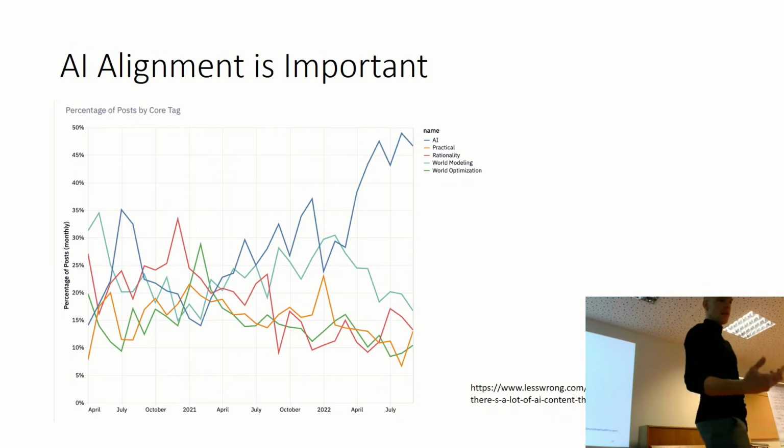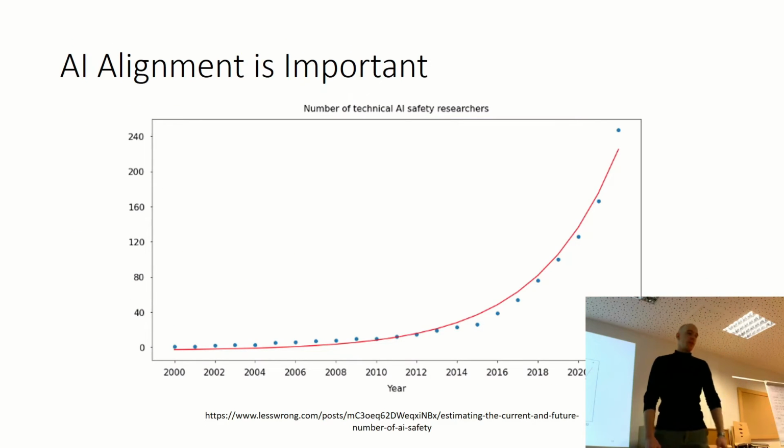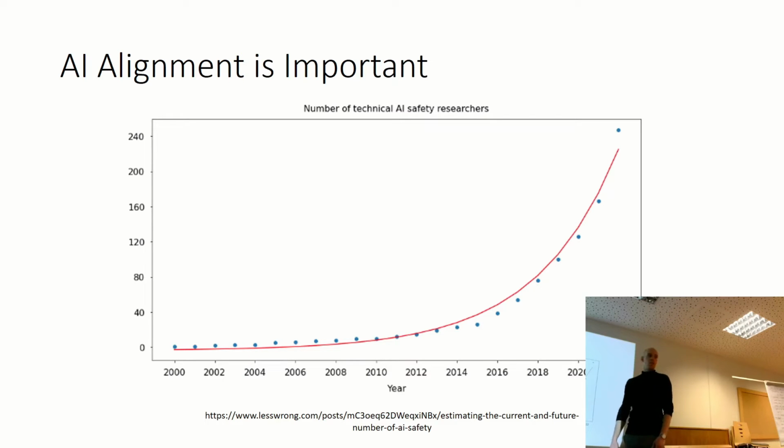So people have been talking much more about AI. AI alignment, maybe not, but it also turns out that the number of AI safety researchers in the world has been increasing by a lot. So also here again in 2022 we see this exponential increase that has been happening, has continued. And of course, probably we will need many more than there are today.